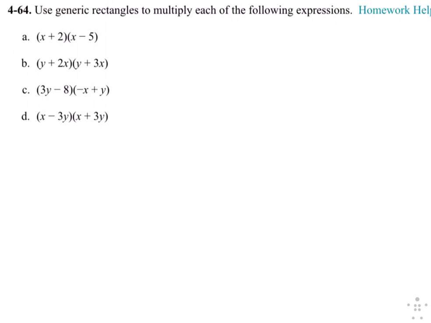Okay, this one says use generic rectangles. I'm going to wipe that out, right? We're going to multiply each of these expressions. So I'll do A first, right? x plus 2 times x minus 5. And we're going to distribute in.